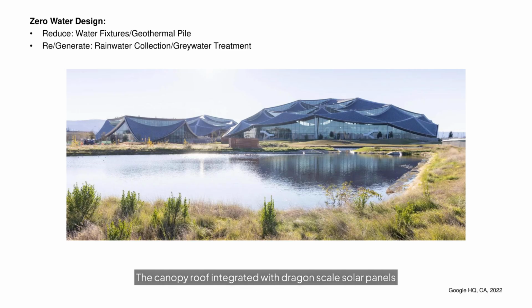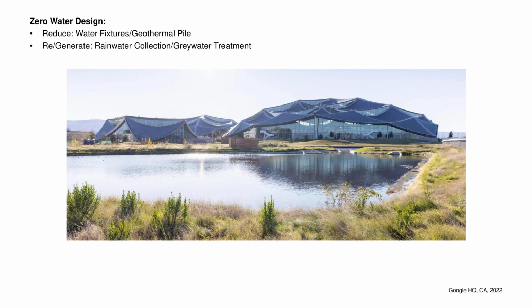The canopy roof integrated with dragon-scale solar panels facilitates water collection and energy harvesting. These big roof structures allow flexible open workspace below while providing daylight and views through clerestory windows embedded in the roof.